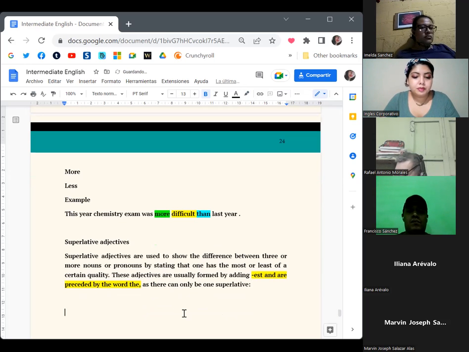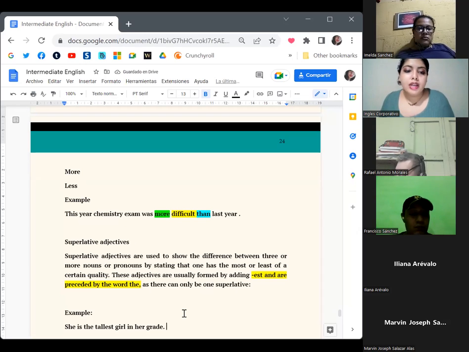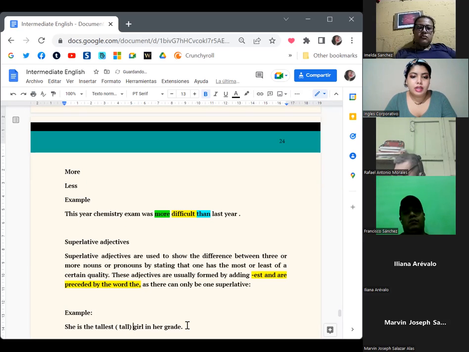So we have the example. She is the tallest girl in her grade. So in this case, it's saying that no one is taller than this girl. So the superlative adjective tallest shows that she is taller than all of the other girls in her grade. So we have the adjective tallest, that is, they were tall. So it is modified.